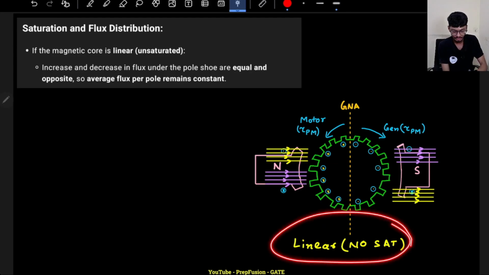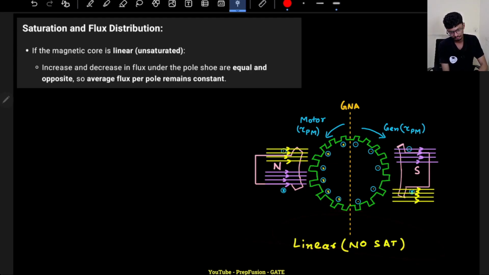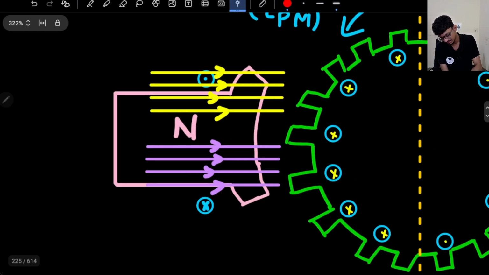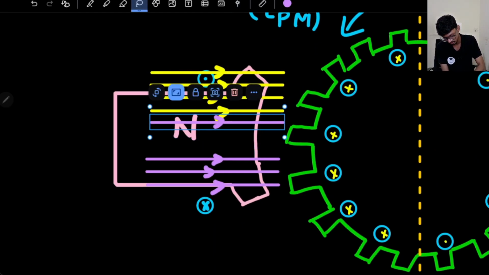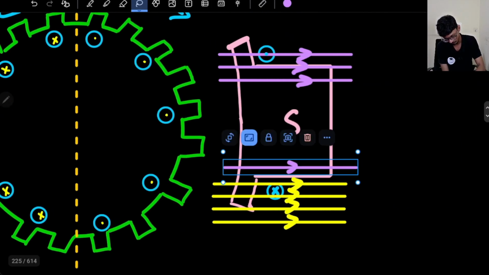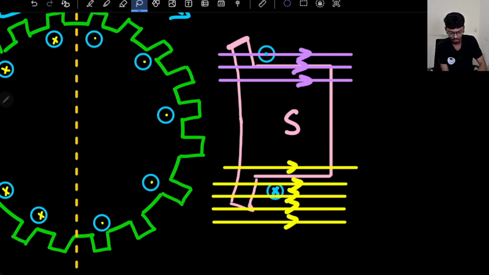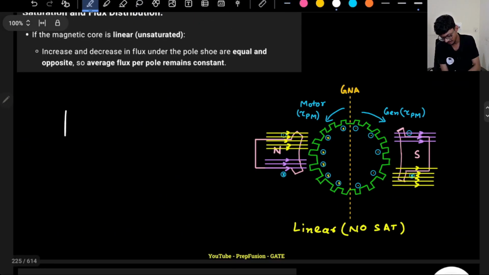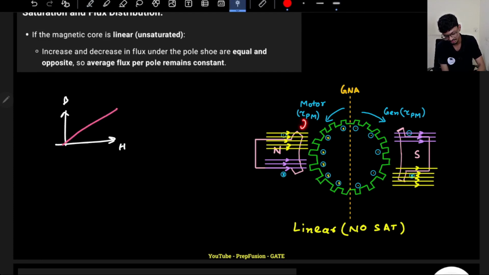And if I assume my core to be linear, then even if there are more flux lines here at the top, and there are more flux lines in the bottom for the south pole, there will not be a problem because my core is linear. The BH curve of my core will never saturate. No saturation. So if the flux increases, I just have to give more magnetizing current, and that's it. But what if there is saturation?